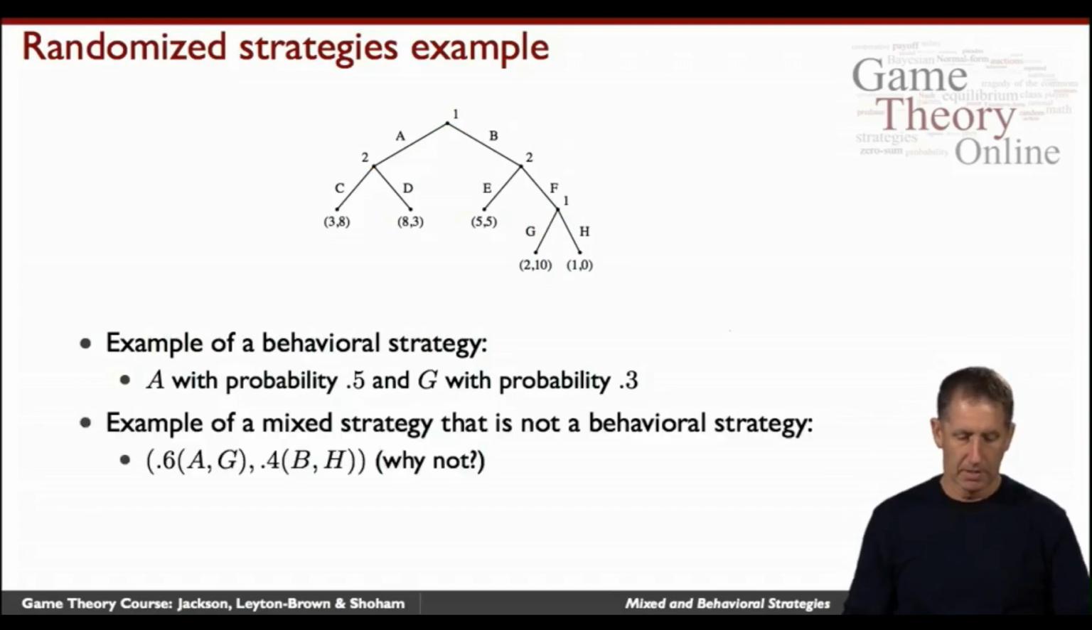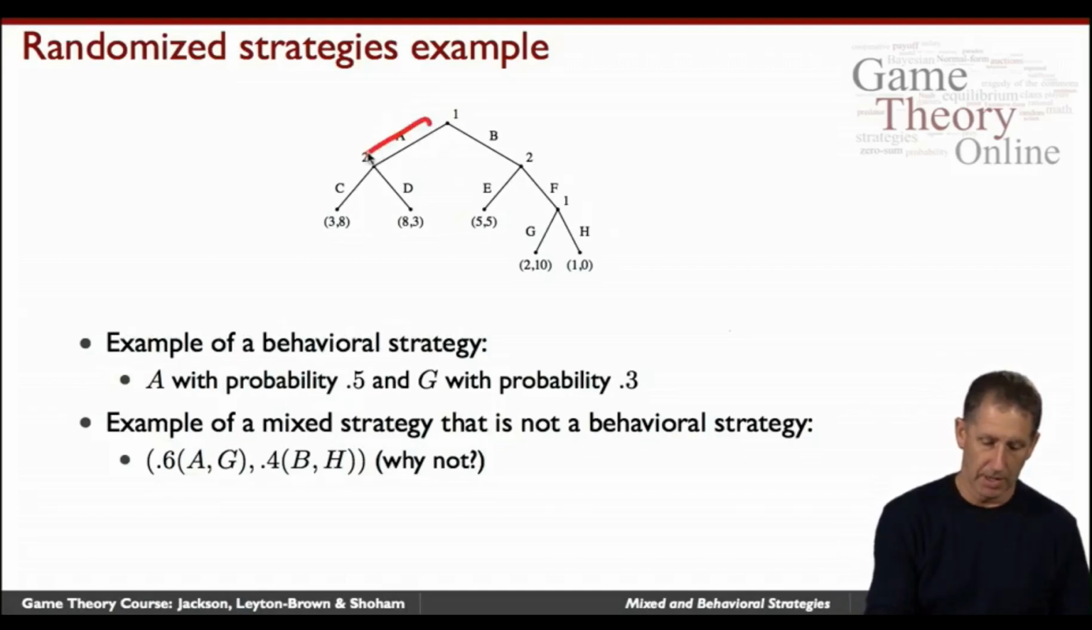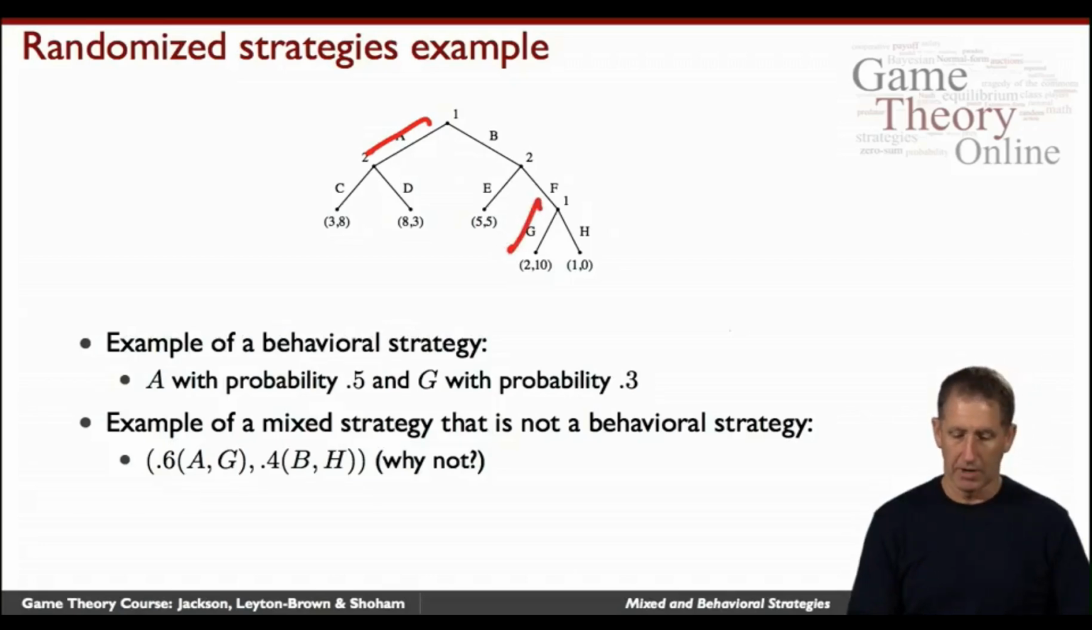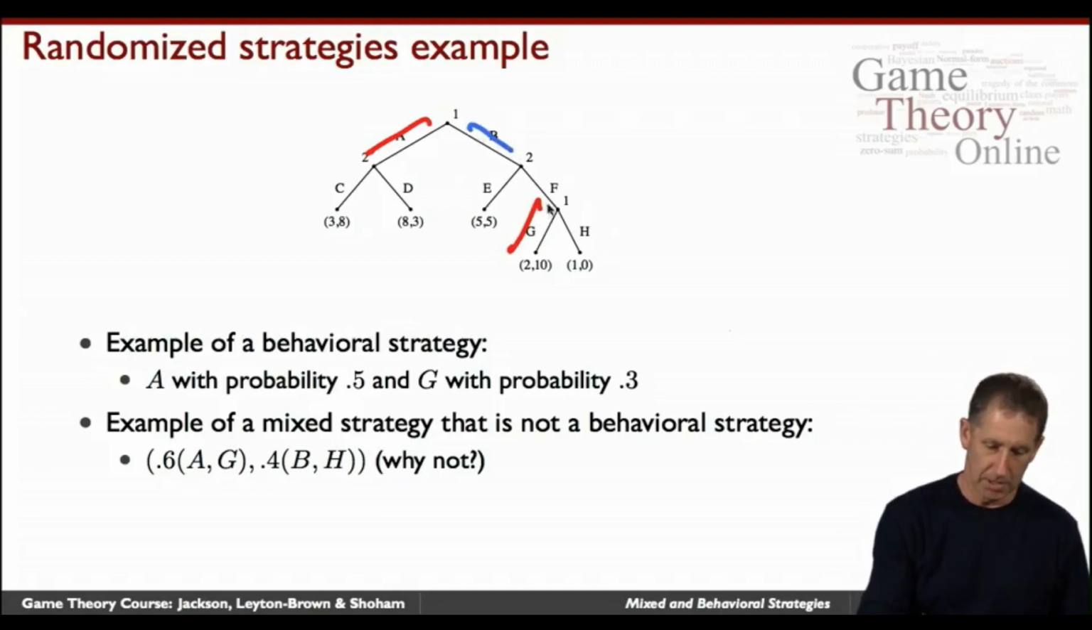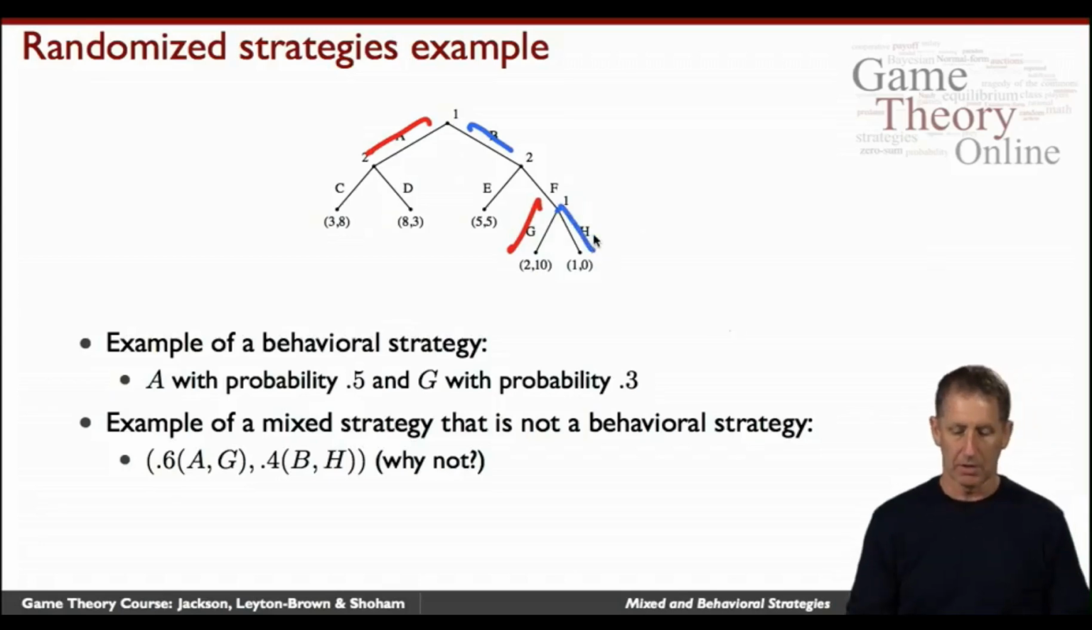Similarly, a mixed strategy here would be something like the following. Let's look at two pure strategies. For example, A, G will be one pure strategy, and B, H would be another pure strategy. And let's look at some convex combination, some mixture of the two, 0.6 of the one and 0.4 of the other. That would be a mixed strategy.